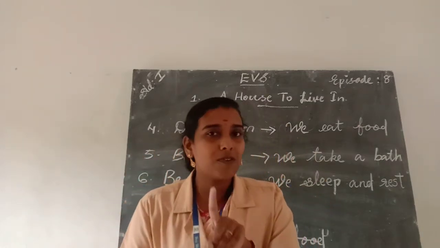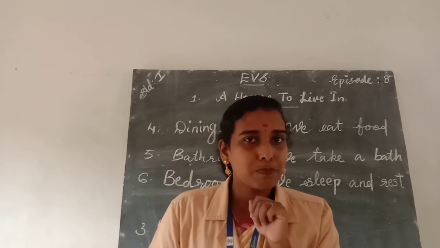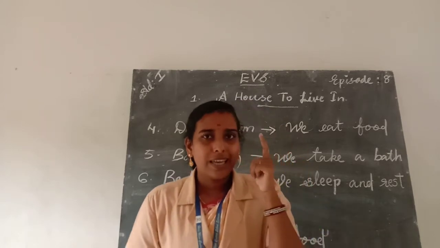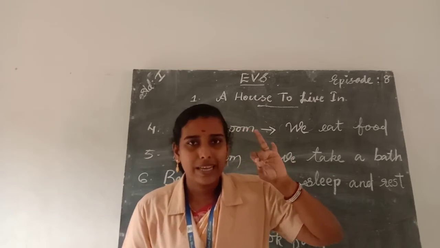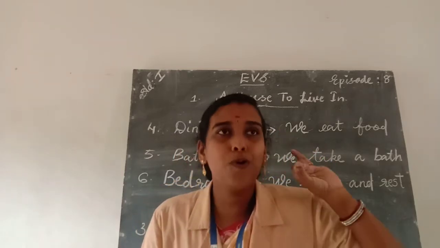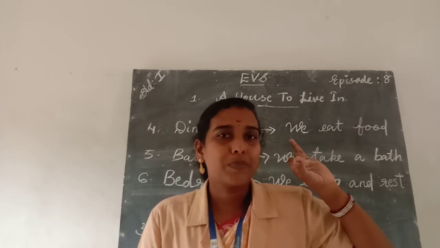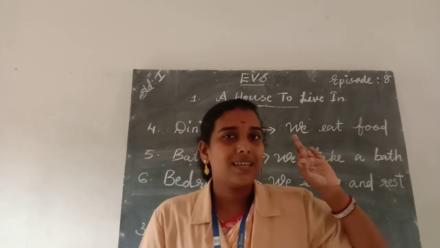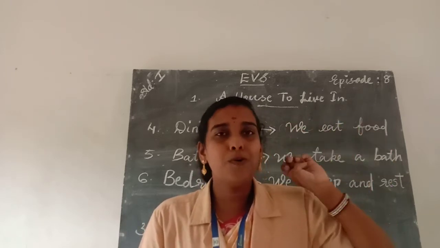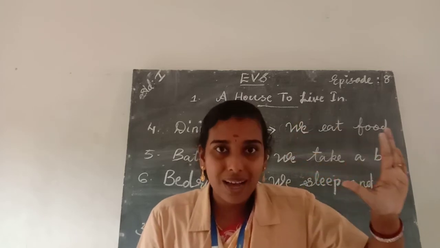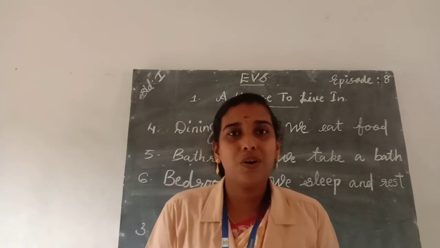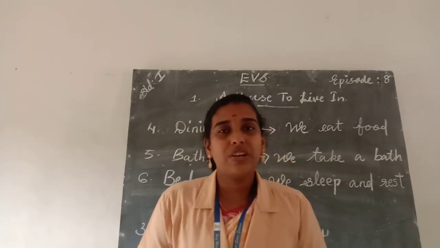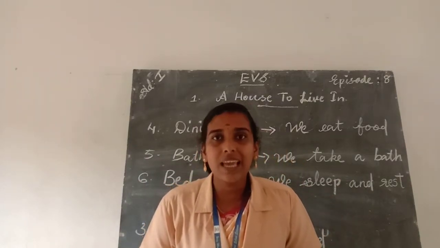Once again, what are the different rooms in a house? Think. First one, drawing room. Then, next one, study room. Then, kitchen, dining room, bathroom. Last one, bedroom. These are the different types of rooms in a house.